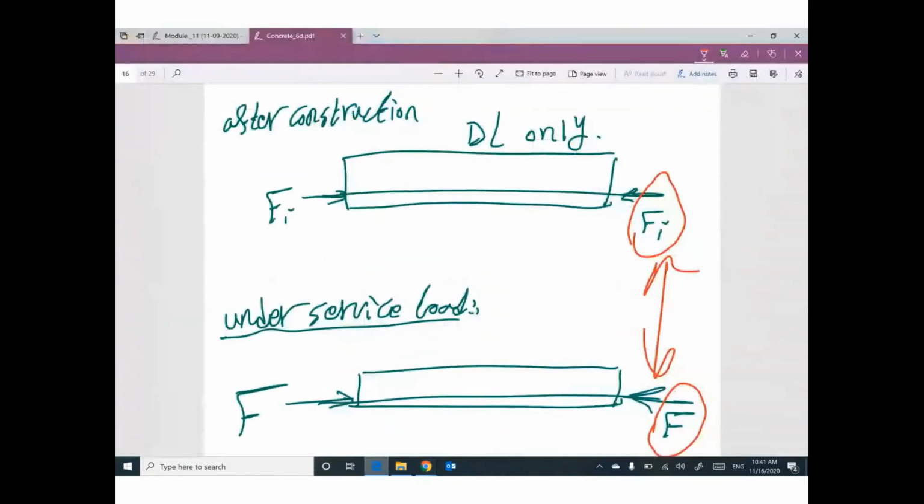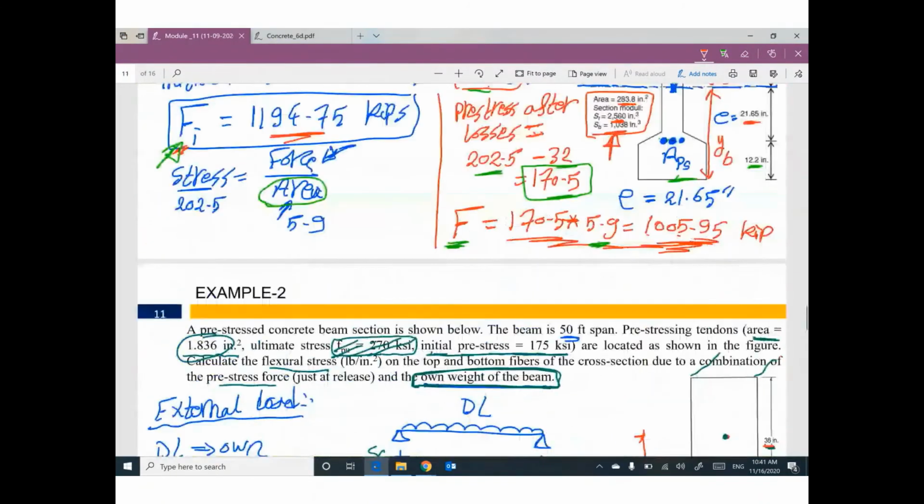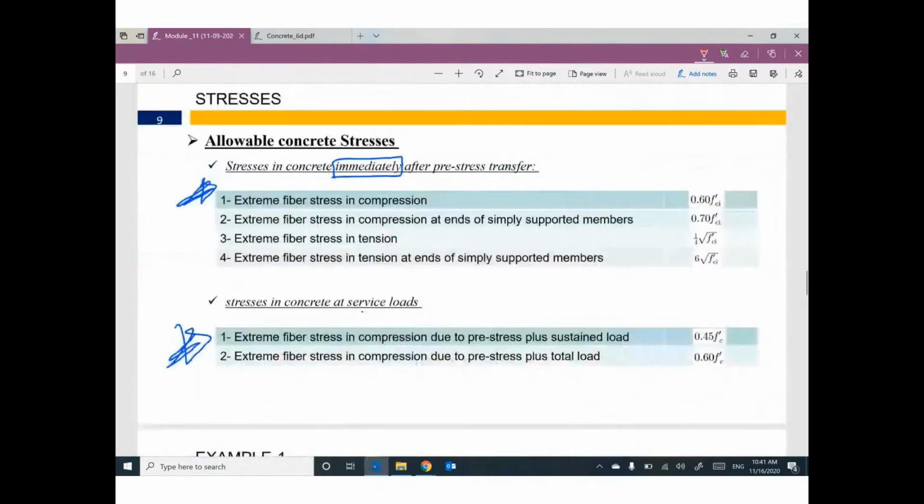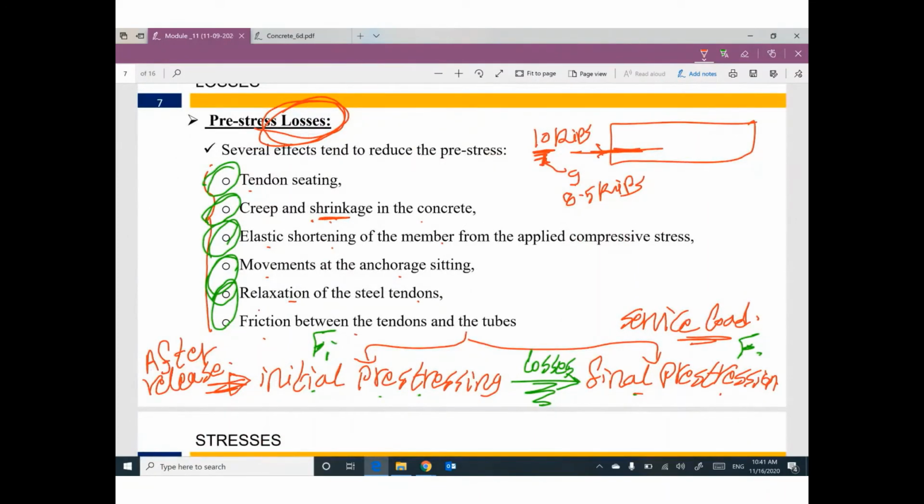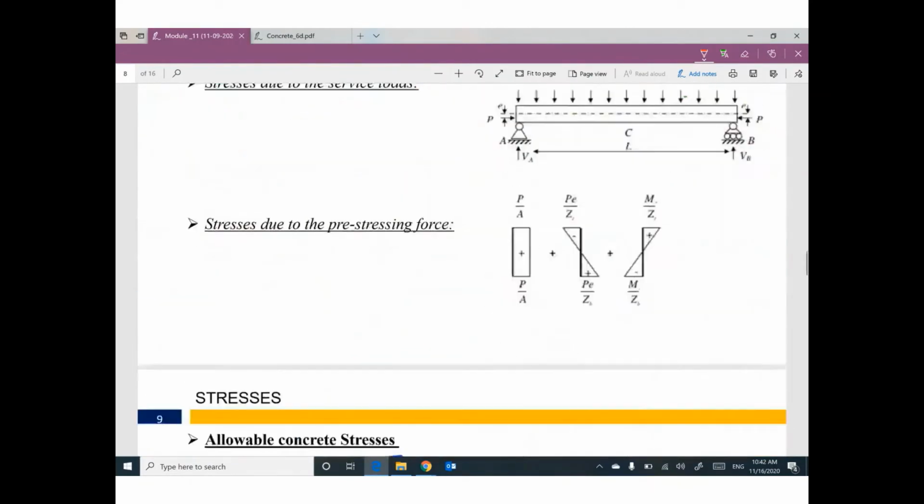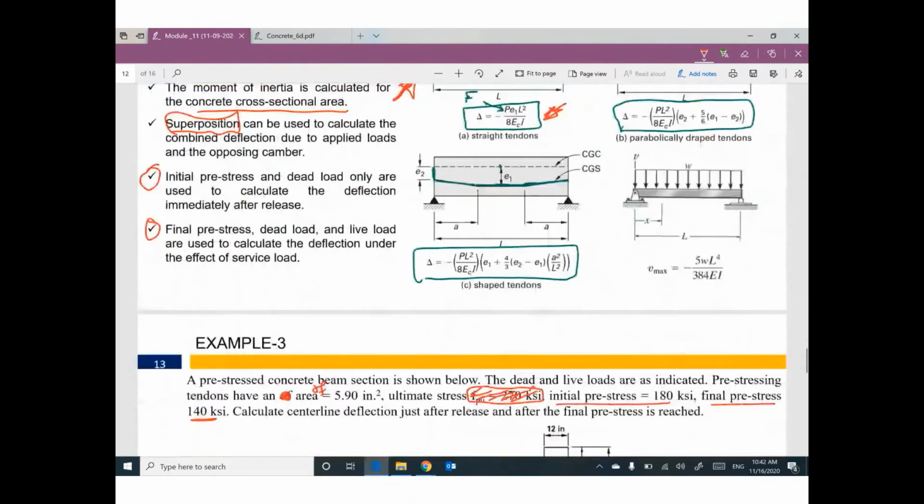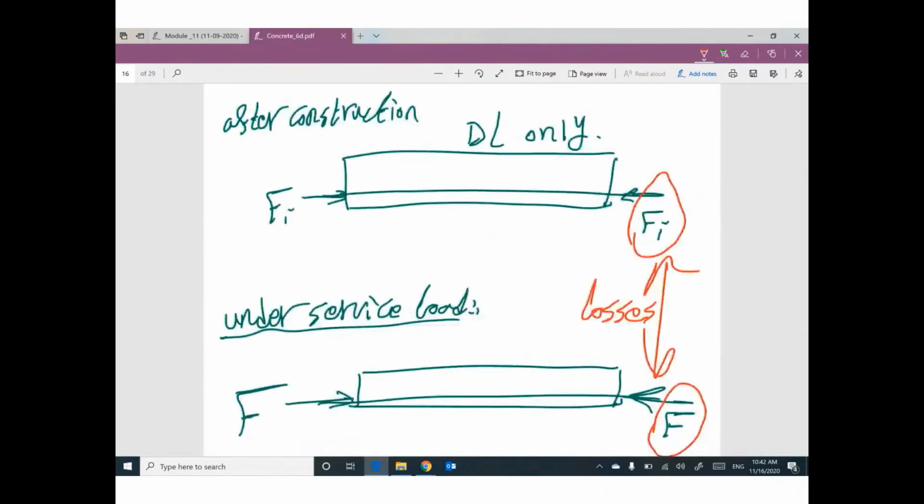Losses. Thank you, Brock. Losses. Losses will include what you said. Everything. Everything explains the difference between the first situation and the final situation. So we have losses between the two situations. But under the service load, the bridge is in use, so we have dead load and we have live load. Does that make sense?